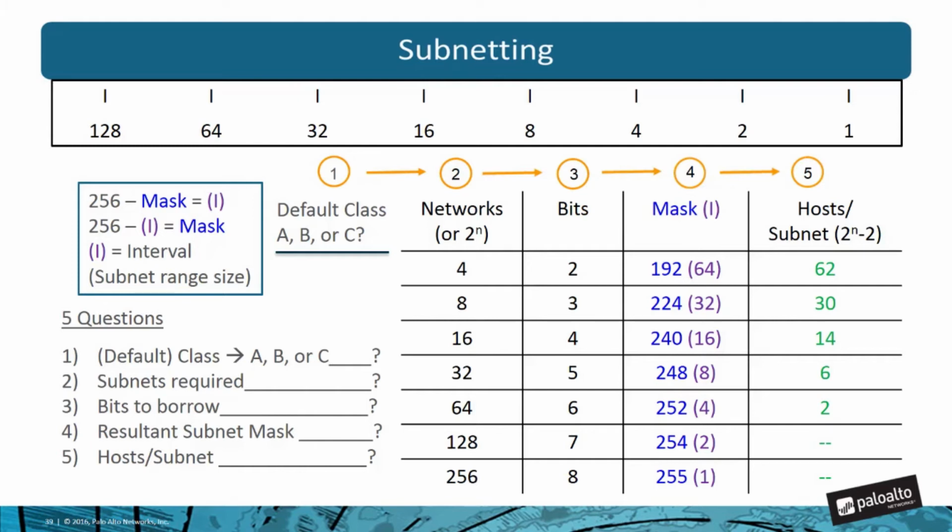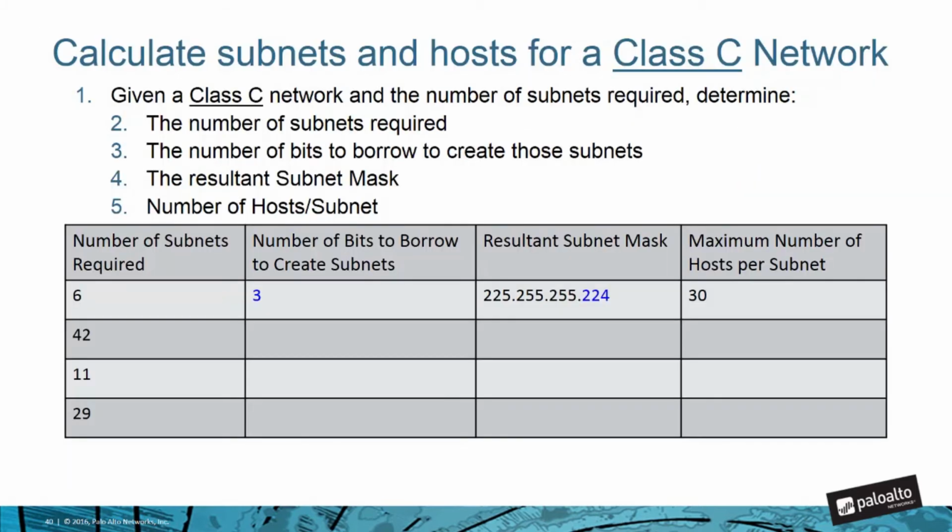So again, a real quick and down and dirty way to do this is just take 256 minus the mask, which gives me the interval. 256 minus the interval gives me the mask, and again I can see those ranges very clearly. Now what we want to do is work a few problems.